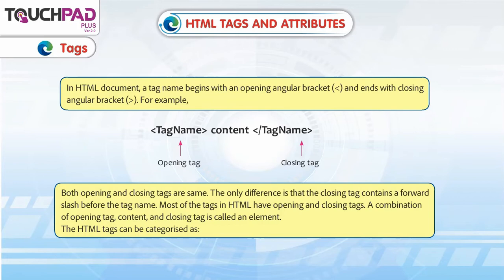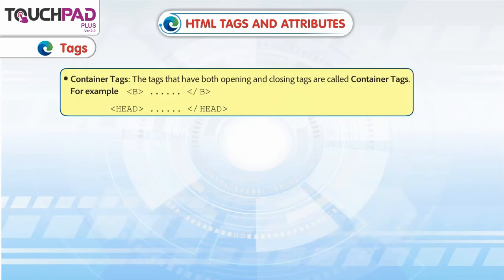Both opening and closing tags are the same. The only difference is that the closing tag contains a / before the tag name. Most of the tags in HTML have opening and closing tags. A combination of opening tag, content, and closing tag is called an element. The HTML tags can be categorized as container tags. The tags that have both opening and closing tags are called container tags.